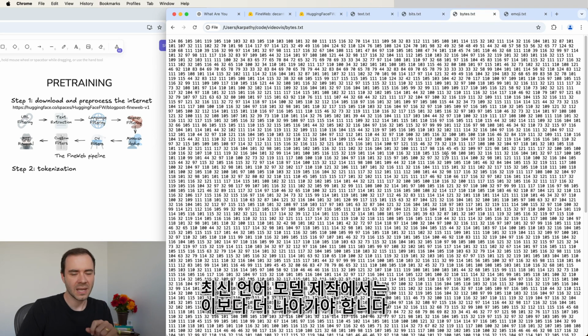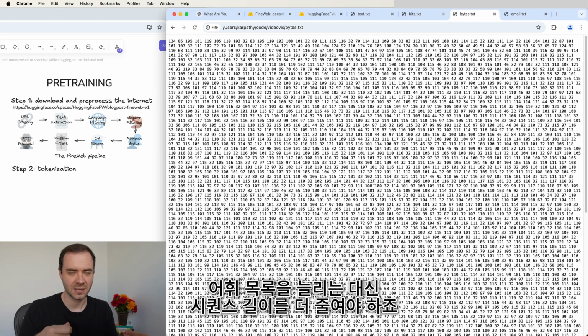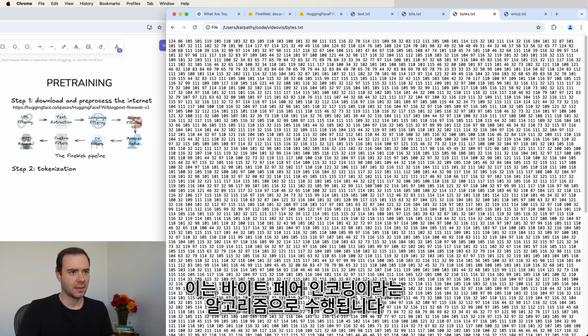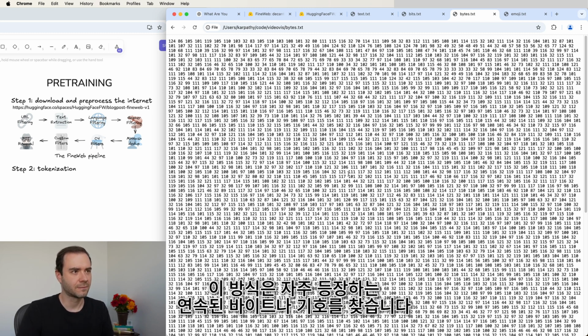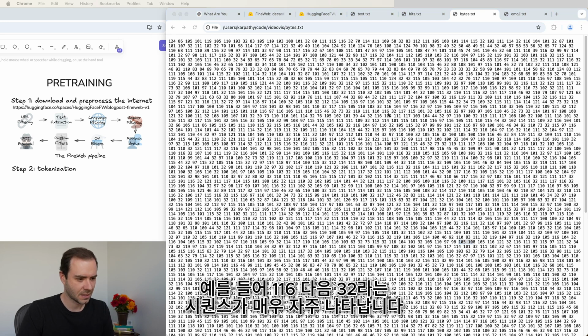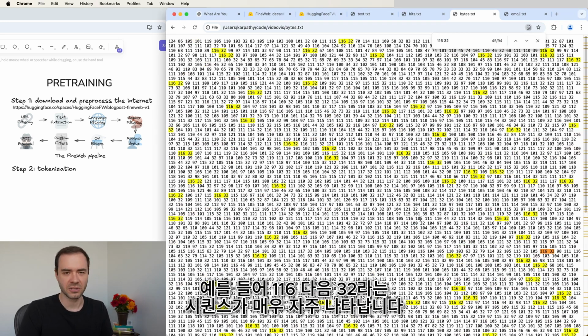Now, it turns out that in production for state-of-the-art language models, you actually want to go even beyond this. You want to continue to shrink the length of the sequence because, again, it is a precious resource in return for more symbols in your vocabulary. And the way this is done is by running what's called the byte pair encoding algorithm. And the way this works is we're basically looking for consecutive bytes or symbols that are very common. So for example, it turns out that the sequence 116 followed by 32 is quite common and occurs very frequently.